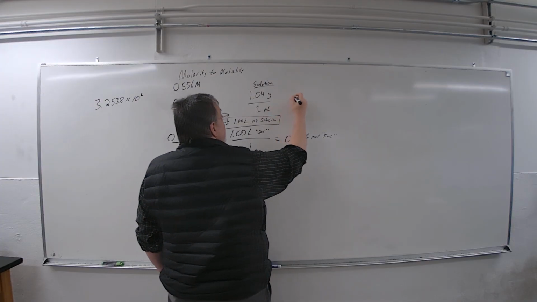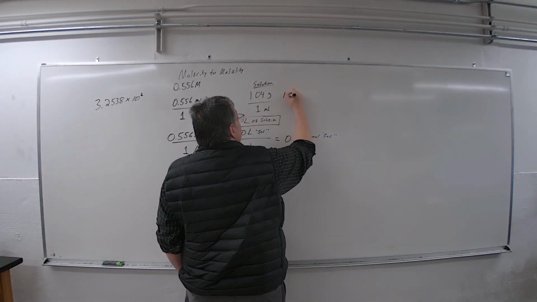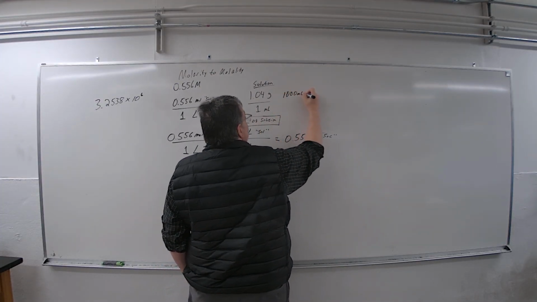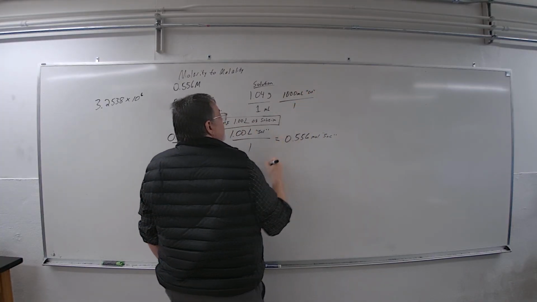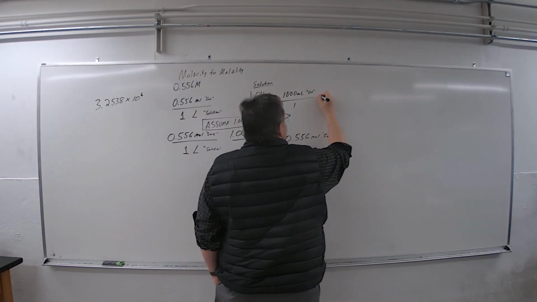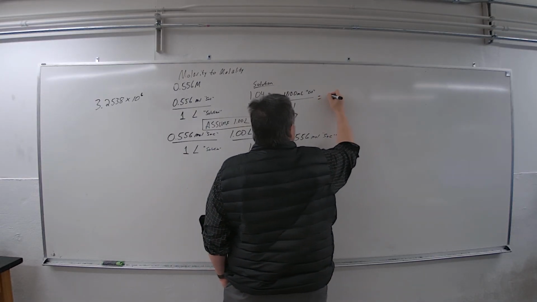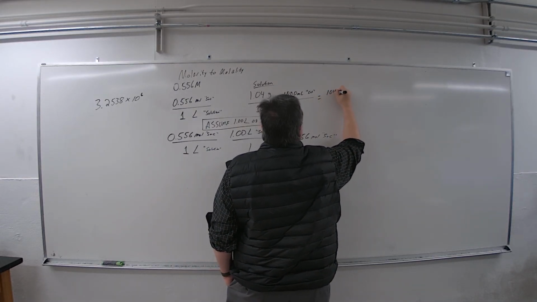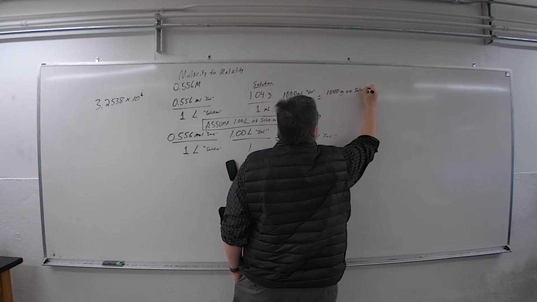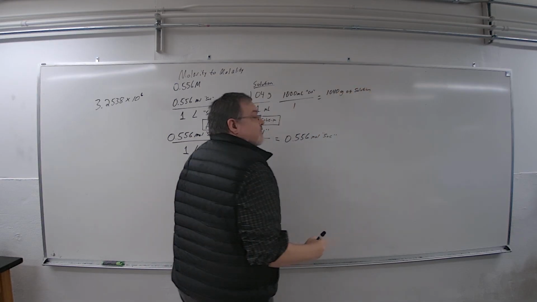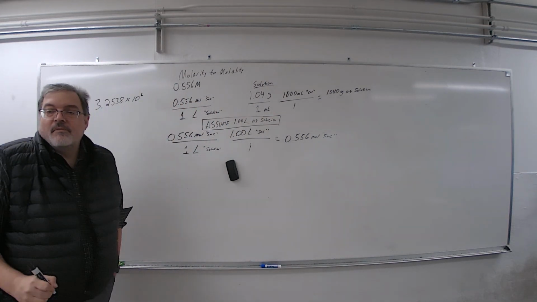And now I'm going to do up here, just to keep the units the same. I have 1,000 milliliters of the solution. That means I have 1040 grams of solution. You follow those 2 steps.